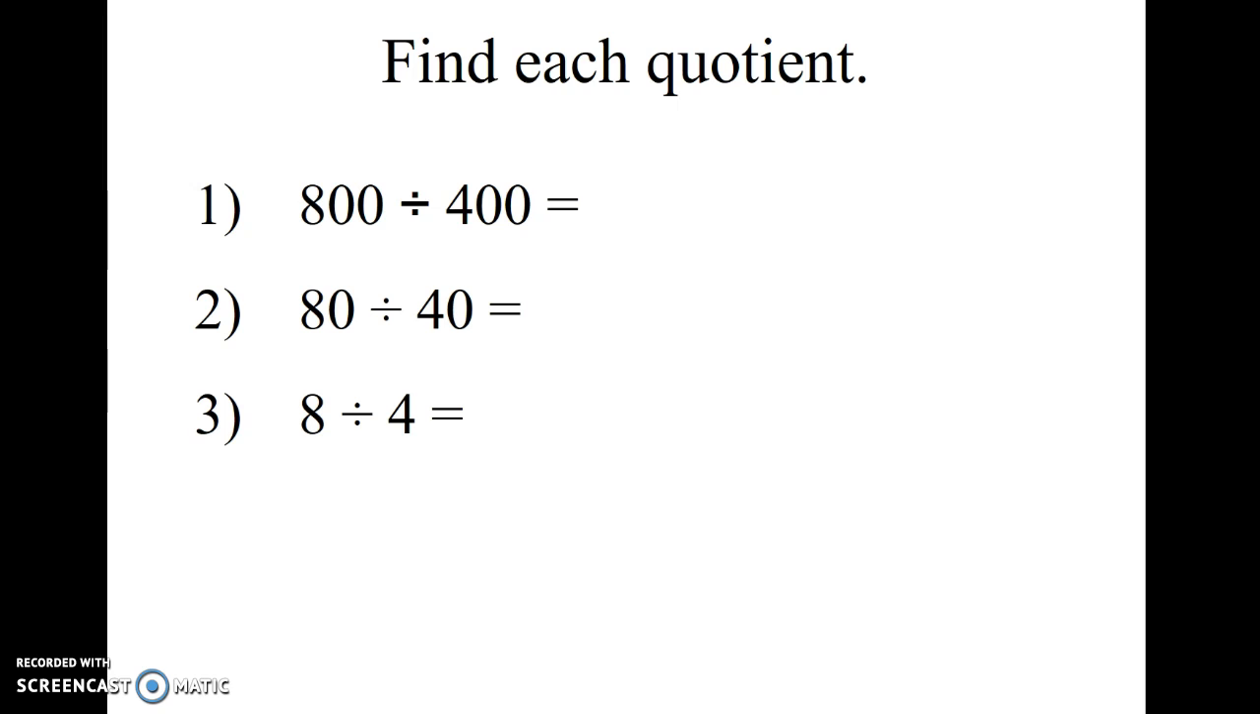Okay, let's check your work. You might have noticed that in each problem, when you divided, you got 2. So let's look at this and make some observations.